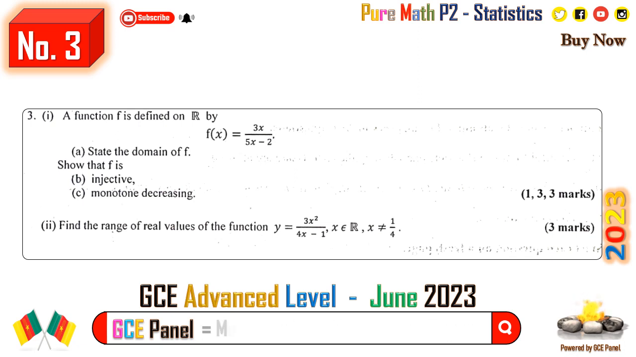Question 3 reads: a function f is defined on R by f of x equals 3x on 5x minus 2. (a) State the domain of f. (b) Show that f is injective. (c) Show that f is monotone decreasing. Sub 2: find the range of real values of the function y equals 3x squared on 4x minus 1, where x is an element of the set of real numbers and x is not equal to 1/4. So this question is 10 marks.